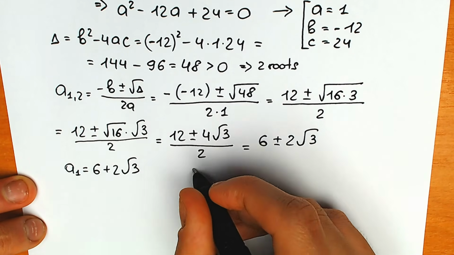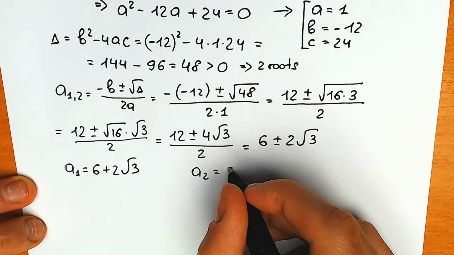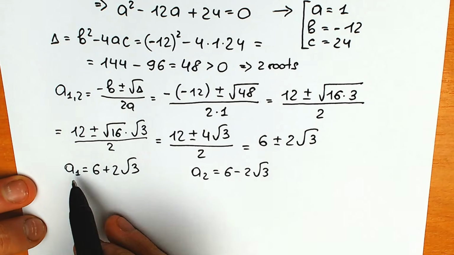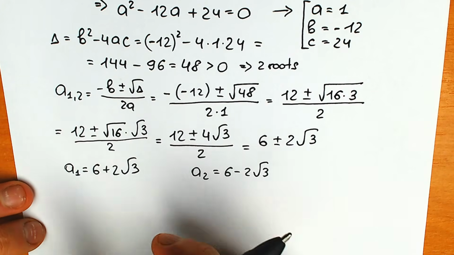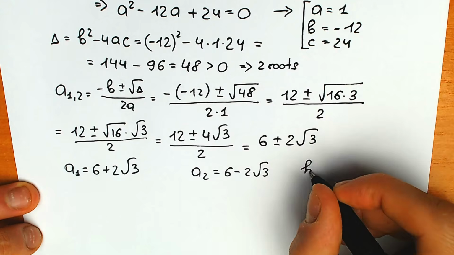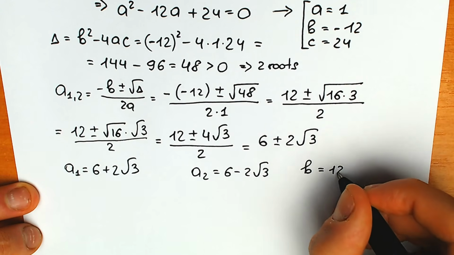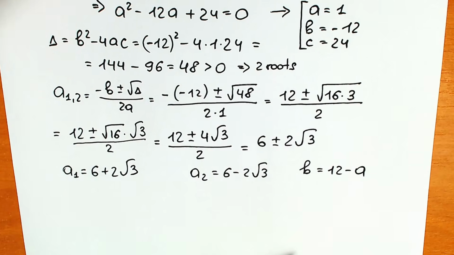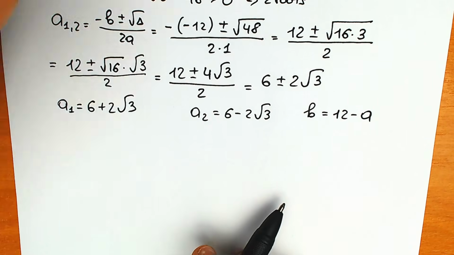And our a second equals 6 minus 2 square root of 3. This is not our pair. This is not a first, a second. These are not our pairs. This is only a, but don't forget about b, because in the beginning b equals 12 minus a. So let's solve for b first right here.